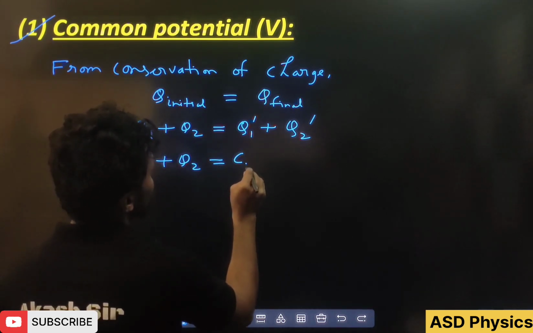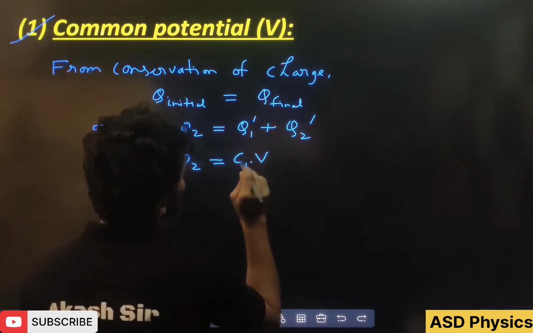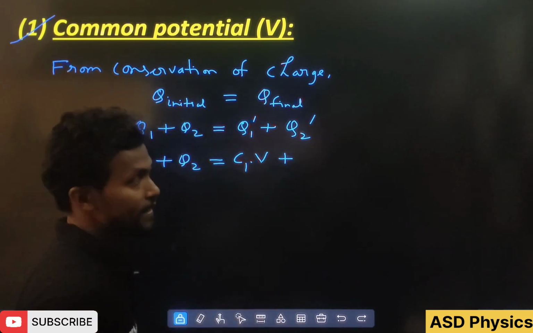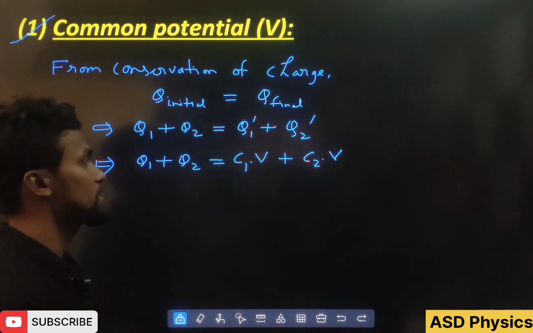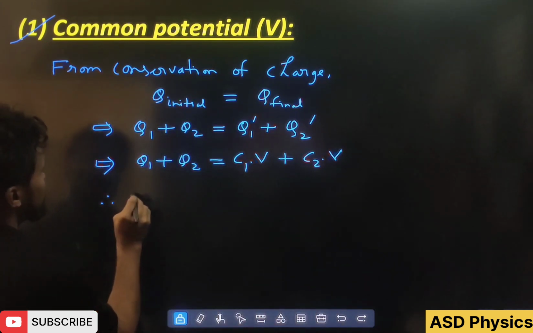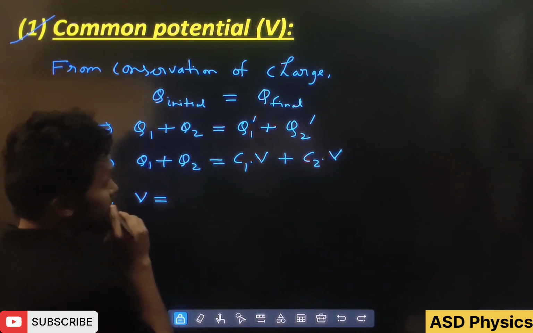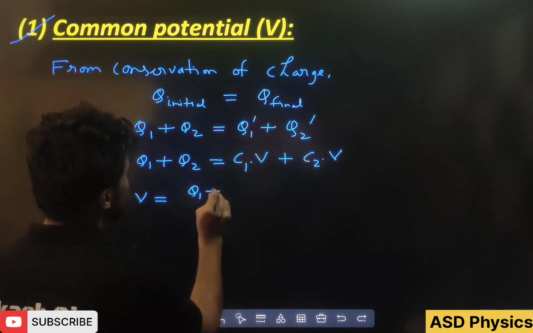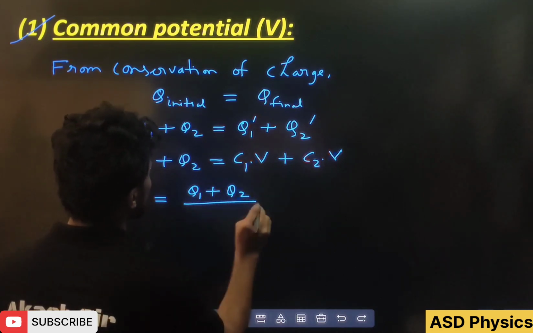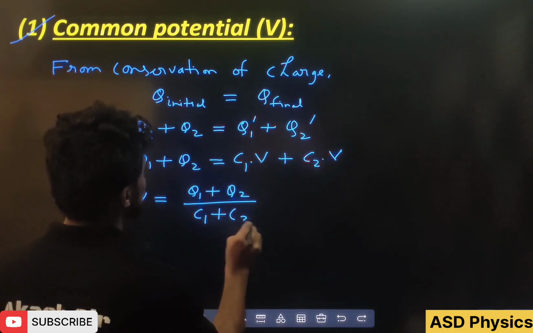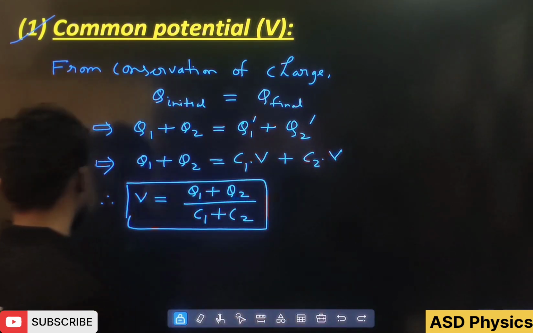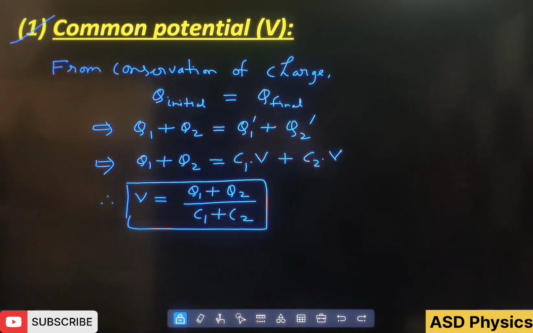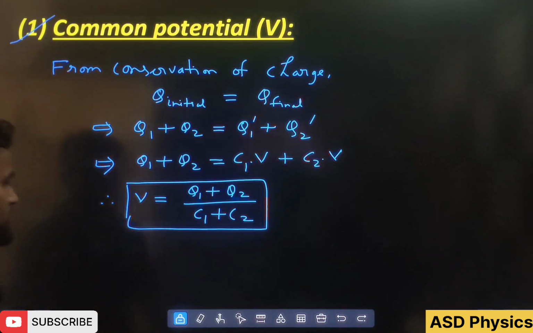Q1 dash I can write as C1 into V. And Q2 dash, what will come here? It will come C2 into V. Remember that. So from here, if I write the common potential, this V will become Q1 plus Q2 by C1 plus C2. This is one thing. We can write what is the common potential. Can you see very well? V equal to Q1 plus Q2 by C1 plus C2.